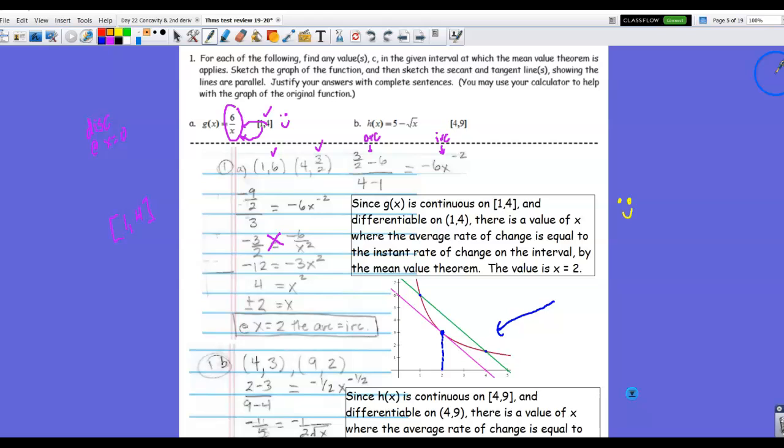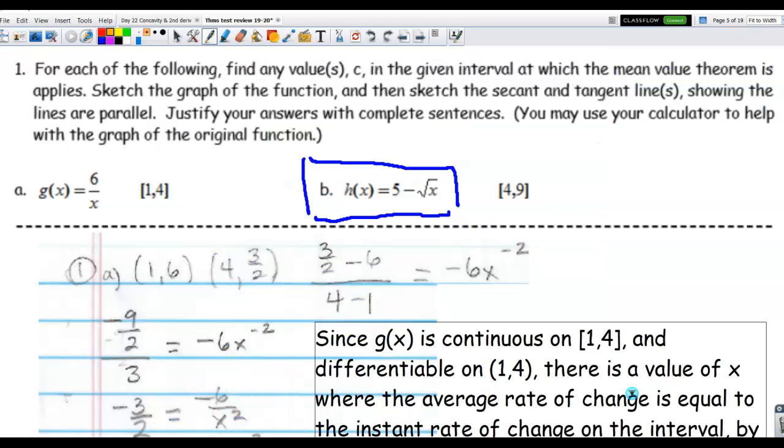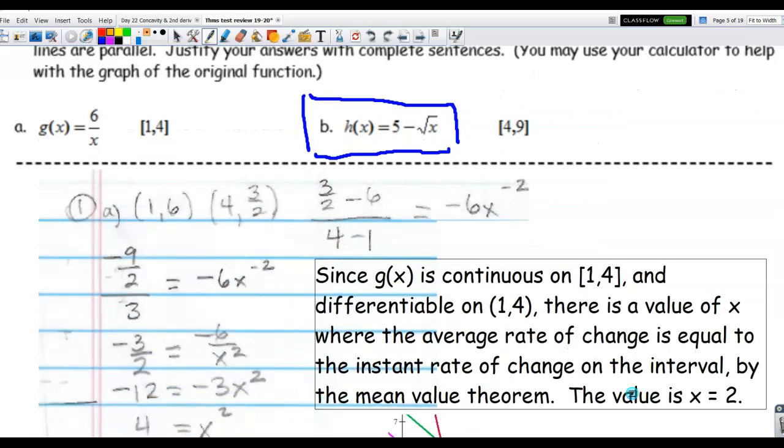All right, moving on to 1b. So h of x, let me clear these annotations out of the way. In 1b, I have a square root function that has been vertically shifted up 5 units and reflected. So again, I said you could use the calculator to support you on that. Let me make this bigger, fit to width.